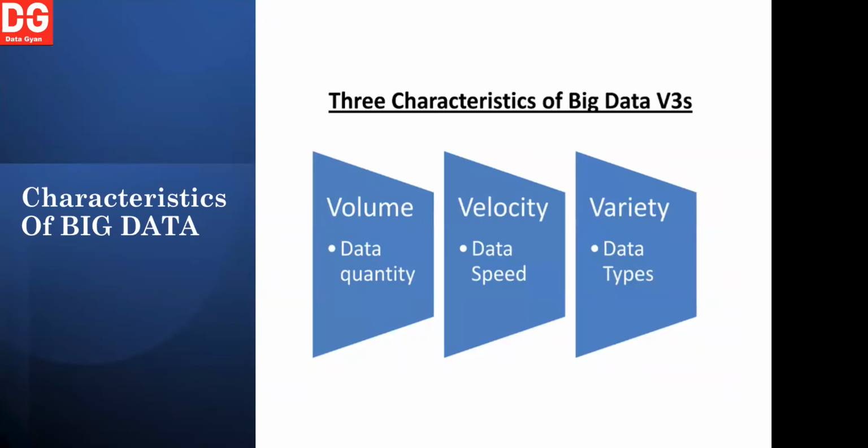So there are three characteristics of big data. We also call them the 3 V's: volume, velocity, and variety. In volume, we have data quantity. As we have seen, the volume of data in big data is very large. Velocity is data speed, and then variety is data types. We have n number of data types, like string, boolean, structured, unstructured, all of them mixed together.